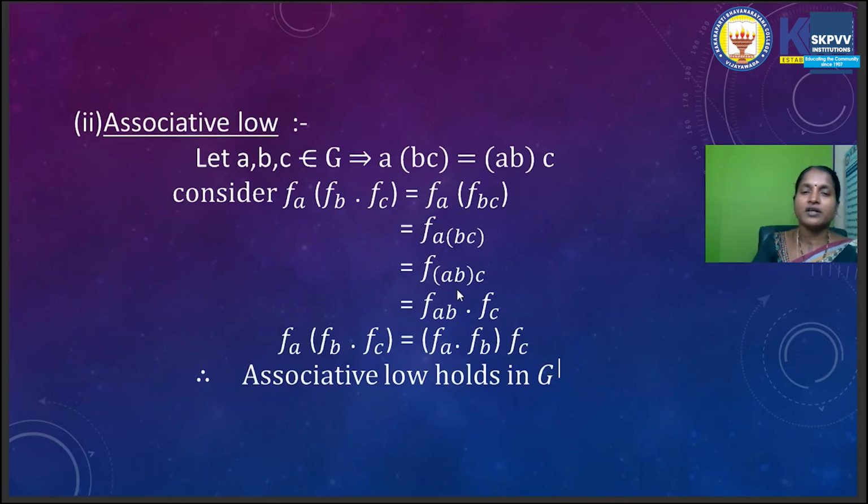These three are in multiplication. So A into BC I can write as AB of C. Now again by closure law, F of AB we can write as FA into FB. Again F of AB by closure law is F of A into F of B. So the left side we considered as F of A into F of B, F of C, and we can write it as F of A into F of B, F of C. So clearly the associative law holds good in G dash.